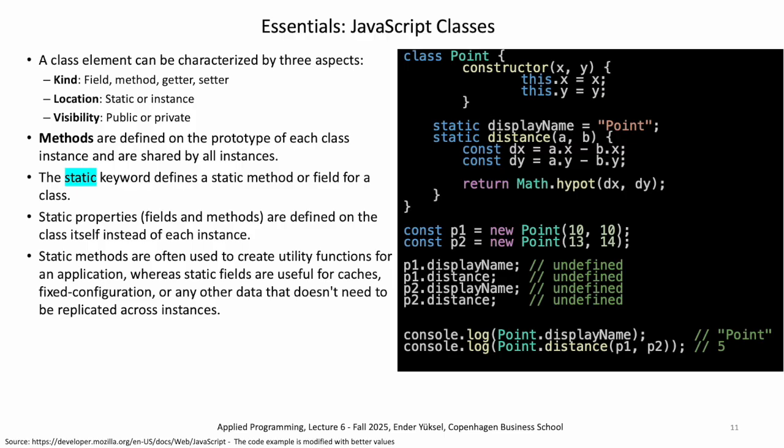Static members are defined on the class and are not copied to the objects created from the class. In the last part, we try to access static members on the class. Point.displayName. The static property is correctly accessed directly on the Point class and logs Point. Point.distance(p1, p2). The static method is correctly called directly on the Point class using the two instances as arguments. It calculates the distance.